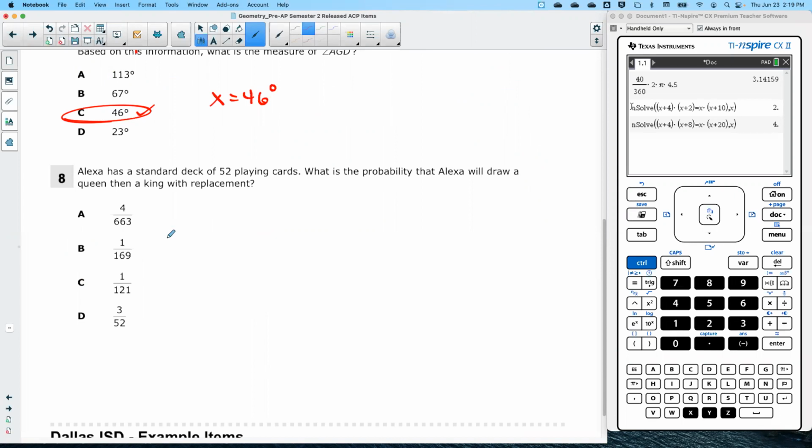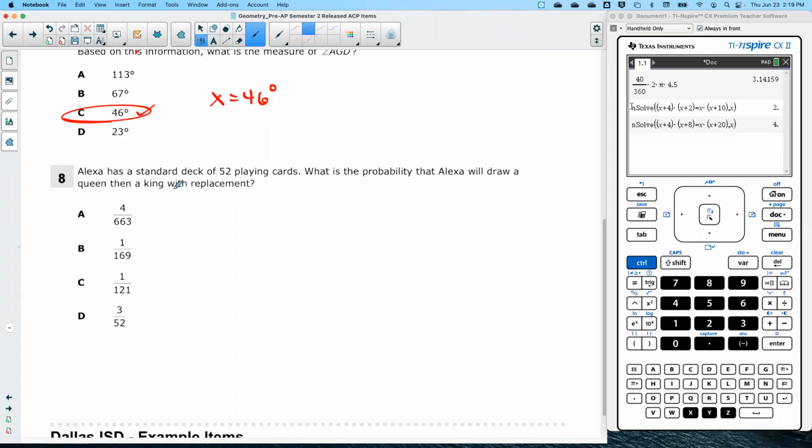Number 8. Dreama, don't be falling asleep now. Alexa, Dreama has a standard deck of 52 playing cards. What is the probability that Alexa will draw a queen and then a king with replacement?